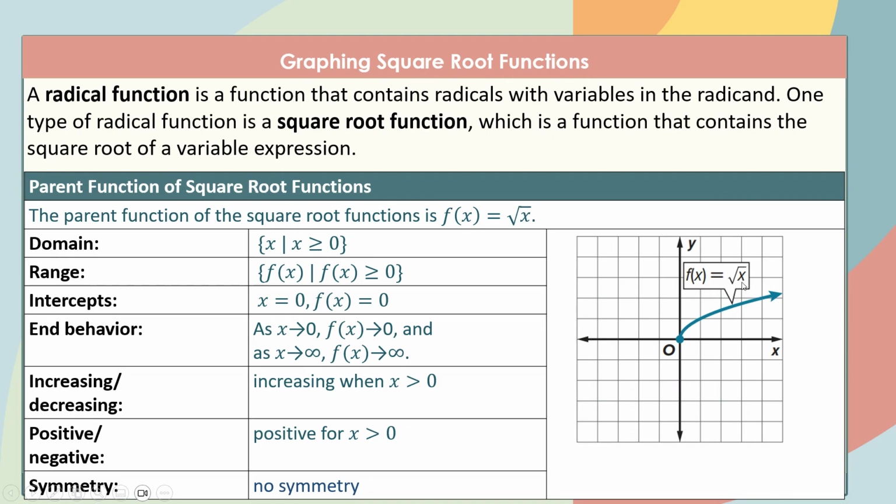Because the square root of a negative number is non-real, you'll see that it begins at (0, 0), and we only have positive x values. The square root of 0 is 0. You can see we have the point (4, 2). If you were to substitute 4 in for x, the square root of 4 is 2. So it is increasing when x is greater than 0, and it's positive for values greater than 0, and there is no symmetry.